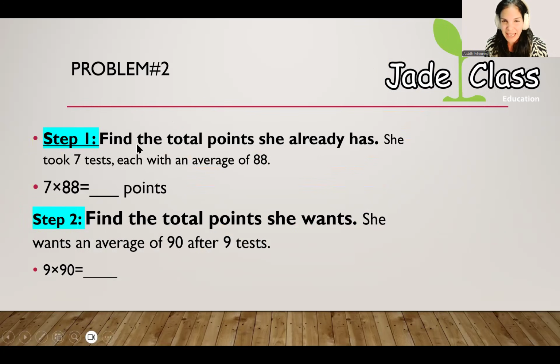So I'm going to start with the first step. The first step is find the total points that she already has. And she took 7 tests, each with an average of 88. So we need to multiply 7 times 88. And go ahead and do the math. 7 times 88, I want you to multiply it. And I would like you to write the answer when you're ready. You can write it on paper and say it.